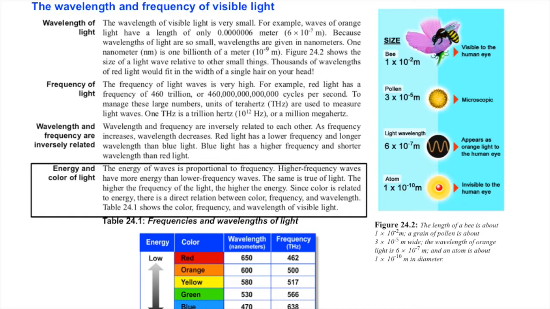Energy and color of light. The energy of waves is proportional to frequency. Higher frequency waves have more energy than lower frequency waves. The same is true of light. The higher the frequency of the light, the higher the energy. Since color is related to energy, there is a direct relation between color, frequency, and wavelength. Table 24.1 shows the color, frequency, and wavelength of visible light.